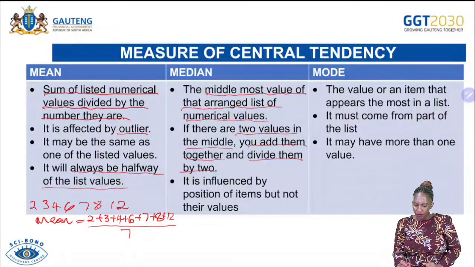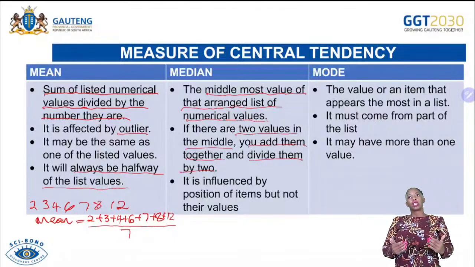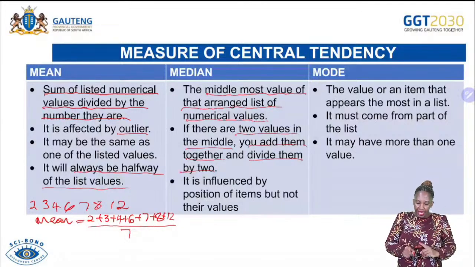And then it is influenced by the position of items, but not their values. So the median doesn't mean that if in a data set I've got 20, I'll say that maybe there are 50 in a data set, then I'll say 20 is the middle. No, it is only influenced by the position of an item, but not their value.